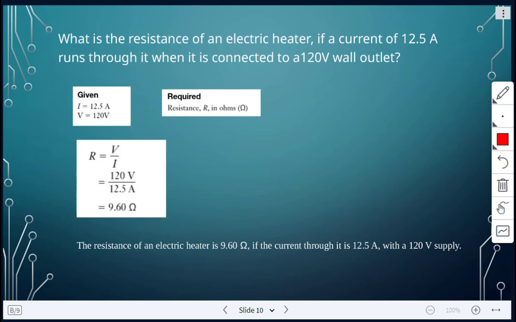Just again here, R is resistance, and the unit for it is ohms. V is voltage, and the unit for it is volts. I is current, and the unit for it is amperes. Make sure you are aware of those three things.